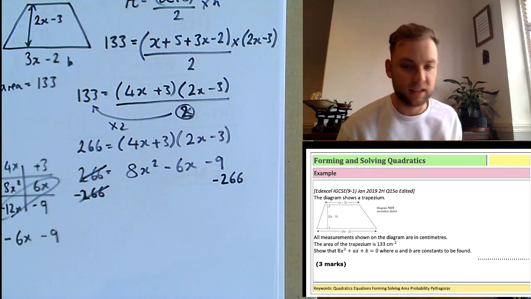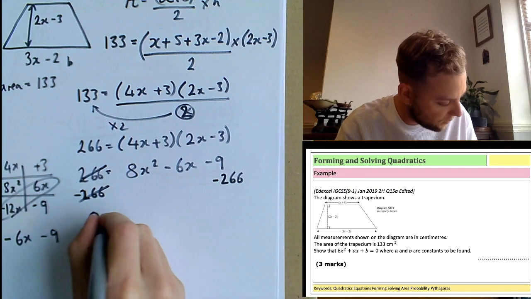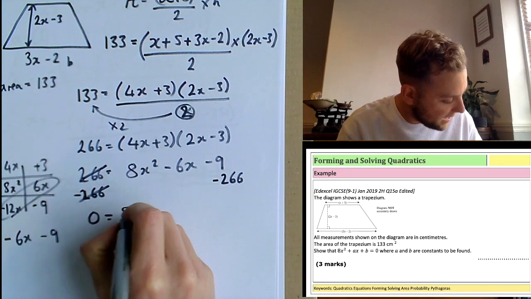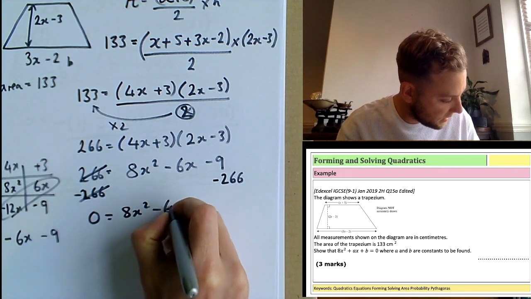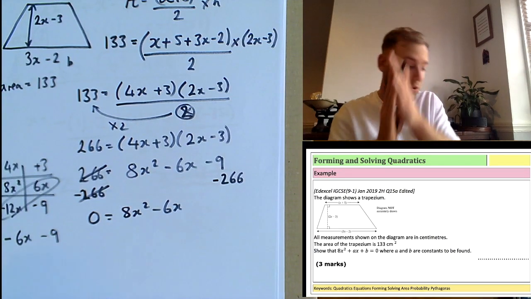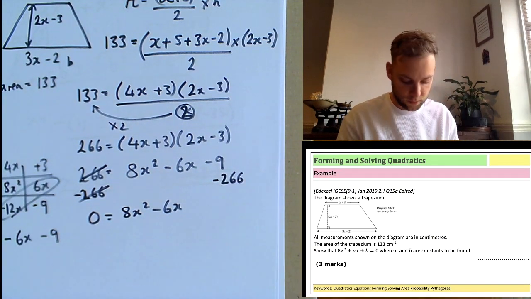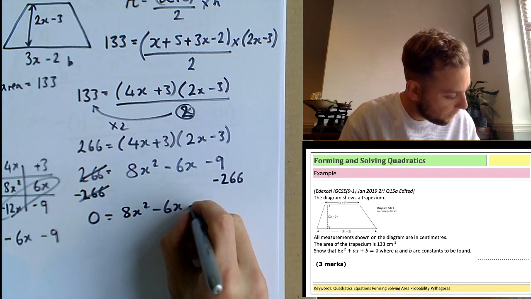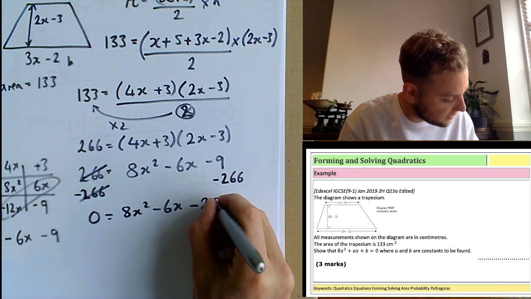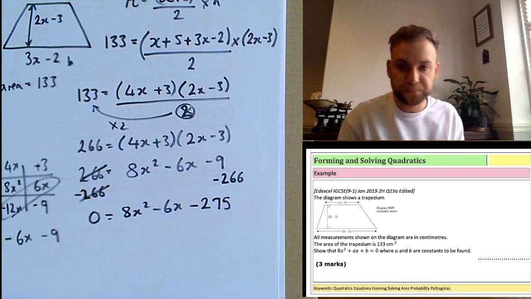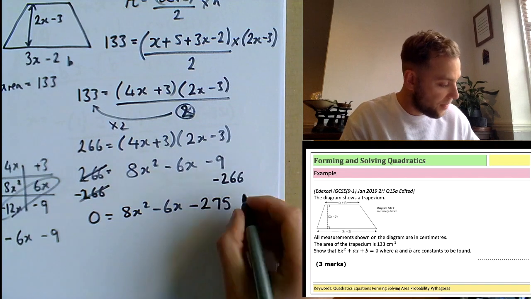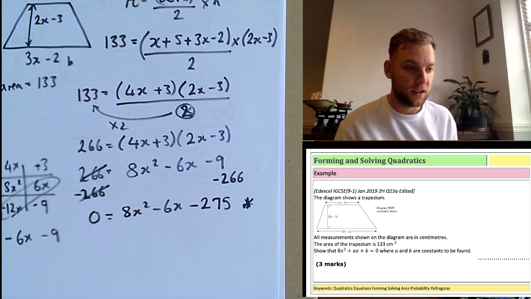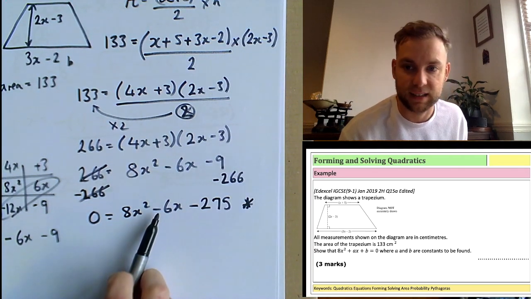If I take away 266 from that side, I end up with 0 is equal to 8x squared minus 6x minus 9 minus 266. We can do that on a calculator if we want. So minus 9 minus 266 is equal to minus 275. Brilliant. And that is actually that question answered, because A is equal to negative 6 then.